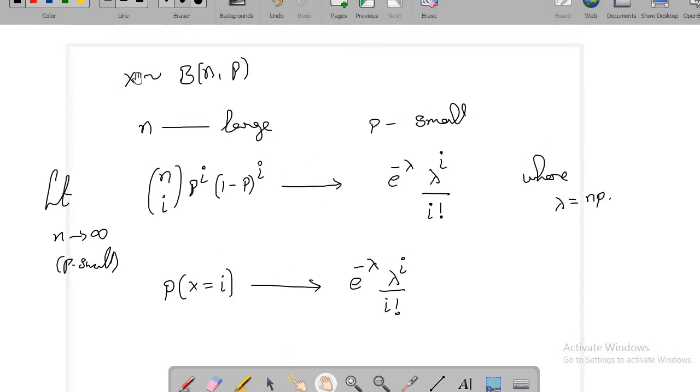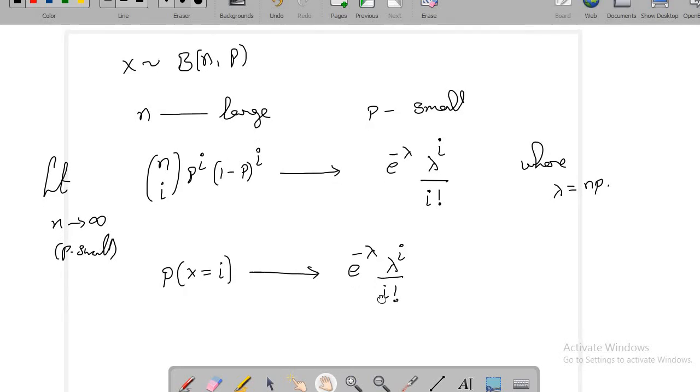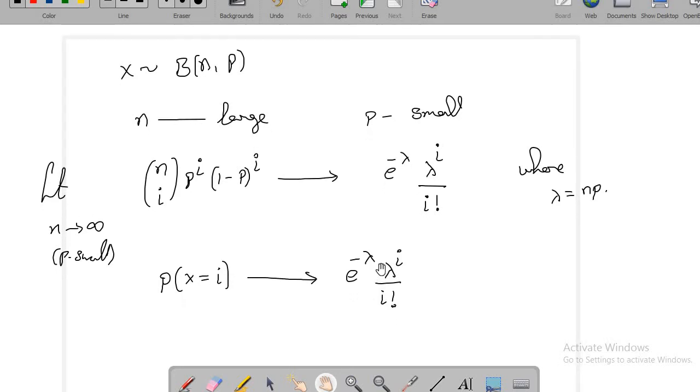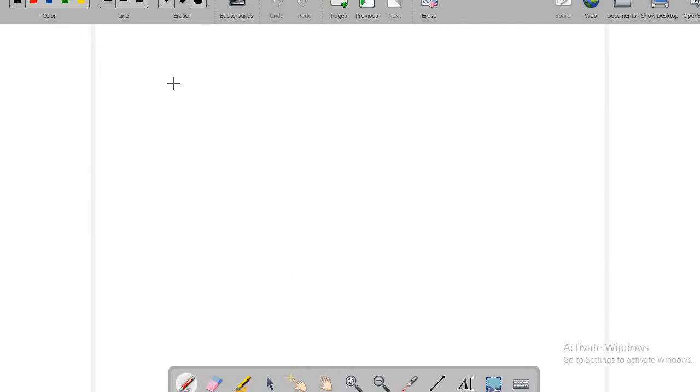So when x follows a binomial distribution with parameters n comma p, when n is large and p is small, you can replace this probability mass function with this mass function. If x has this kind of probability mass function, we say it follows Poisson distribution, and we say x is a Poisson random variable. So let me define what is a Poisson random variable.